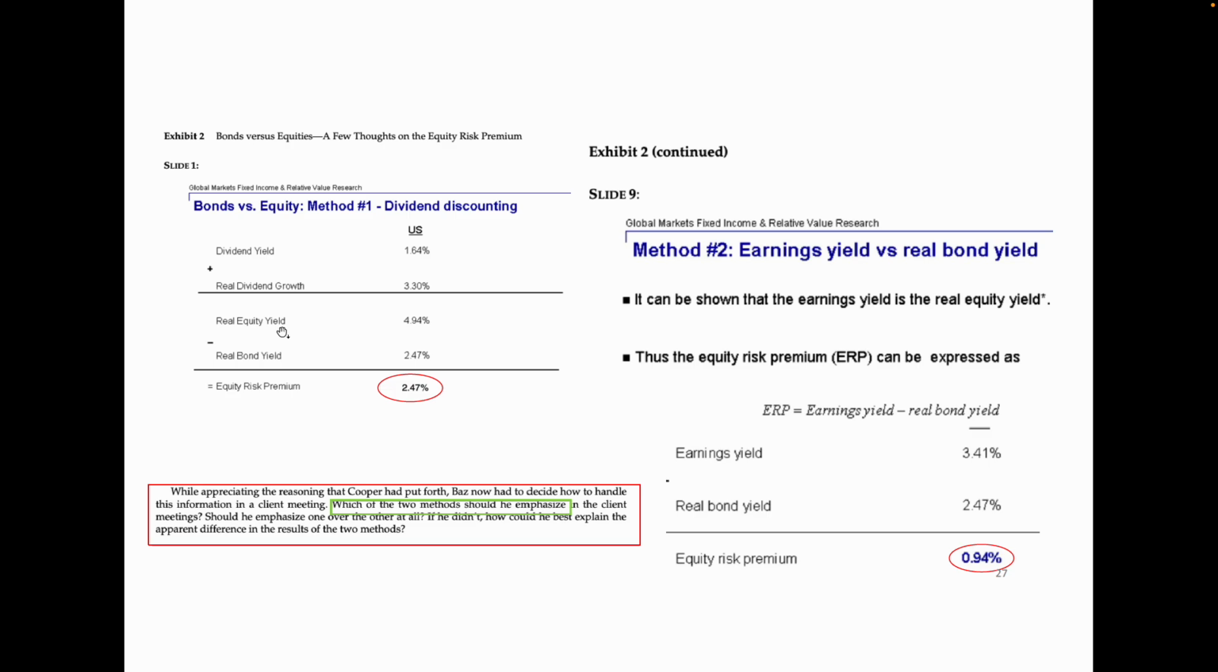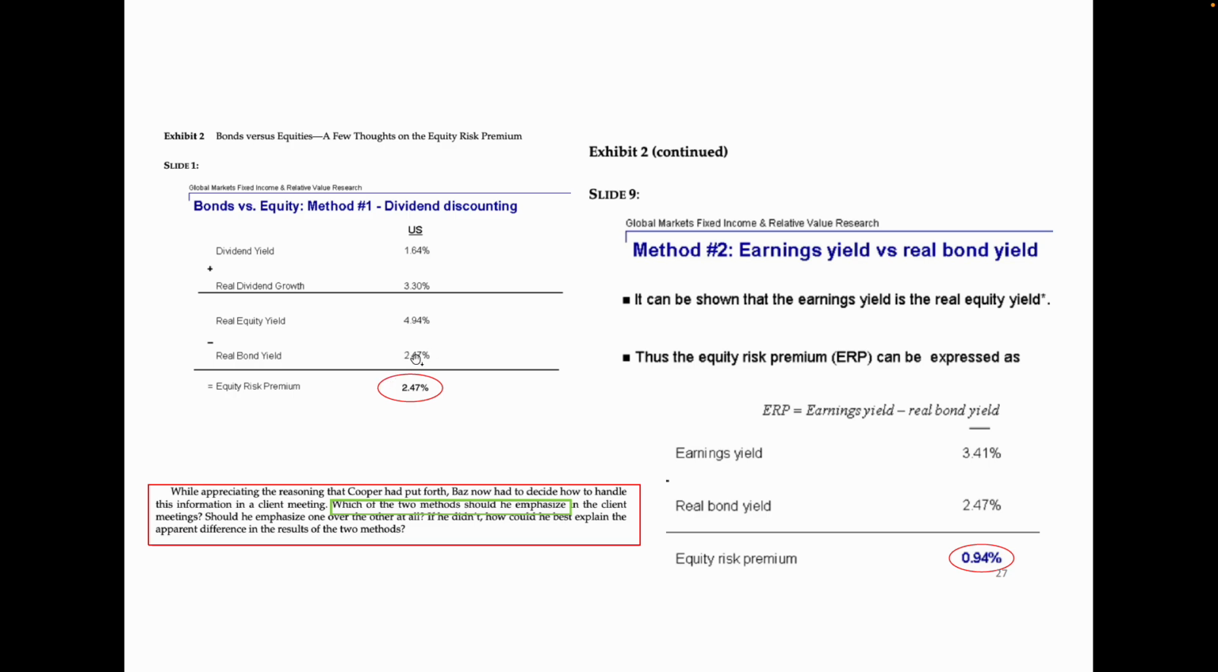equity yield. They call it the real equity yield because we think of the dividend yield as a real number, because if there's inflation, it's also in the price. So dividend yield ratios are usually real. Then real dividend growth is also real, so it's like nominal GDP growth minus inflation. So they have 4.94%. This is like the expected return on equity according to the dividend discount model.